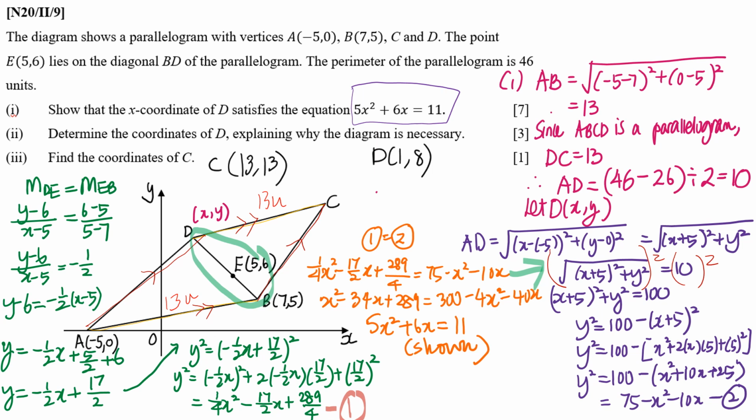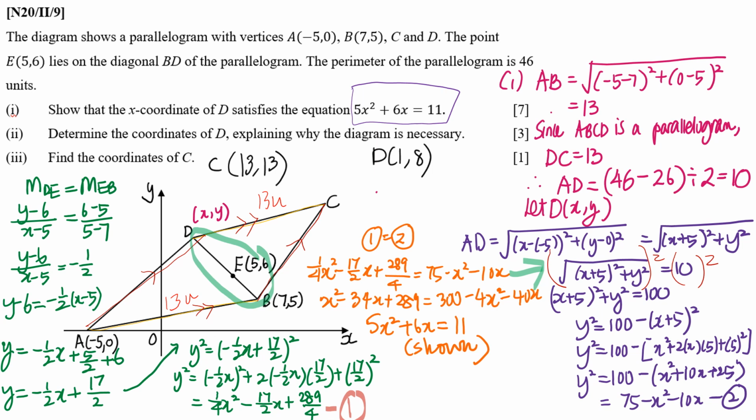Okay, so you can see that it's really a lot of algebra there. You have to look at it very carefully, slowly, understand it, and then do some manipulations, and you will get 5x squared plus 6x equals 11, which is exactly what you need to show in part 1.